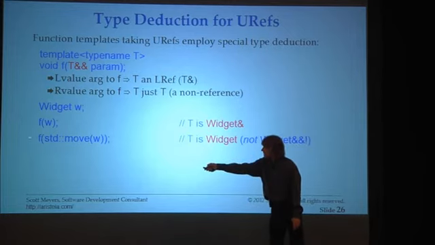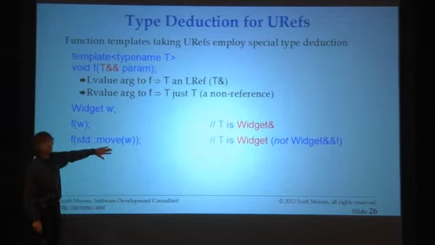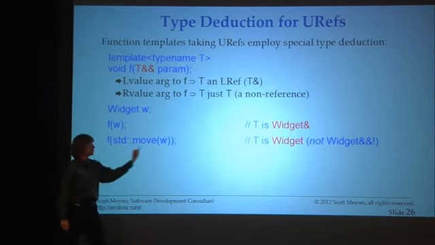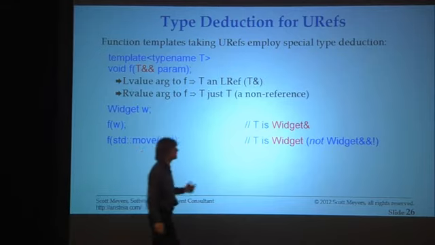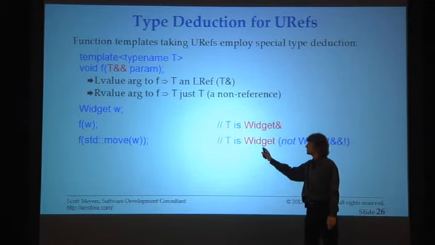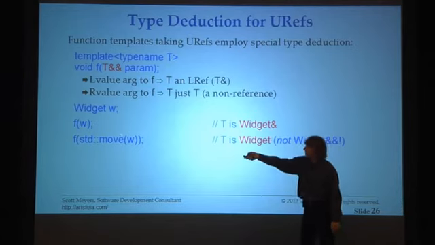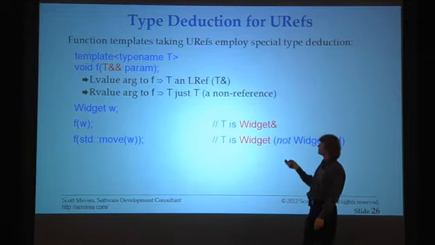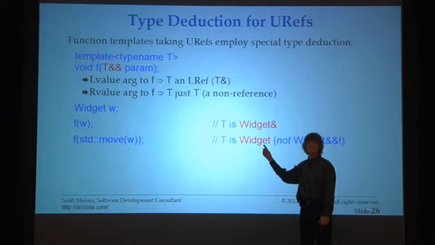If I call f on std::move of w, now remember, all move does is turn something into an R value. That's all it does. So the type of this expression is still widget, except now it's an R value. The type that will be deduced is widget. So T in this case will be widget. So with an L value, we add an ampersand. With an R value, we do not add an ampersand. As we like to say, T is T ref, T is T.